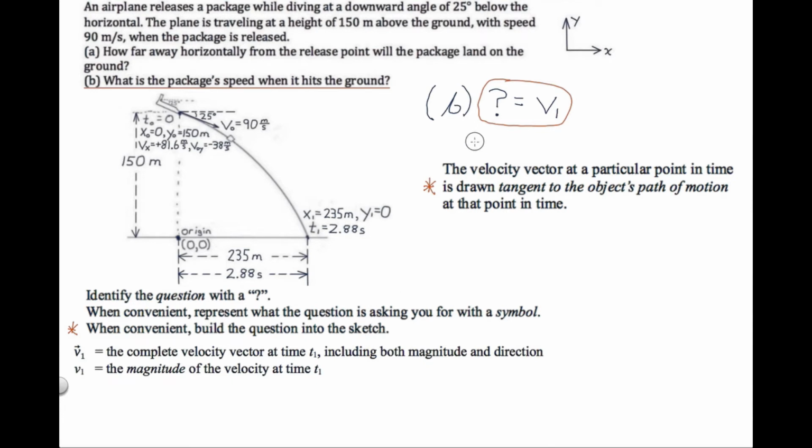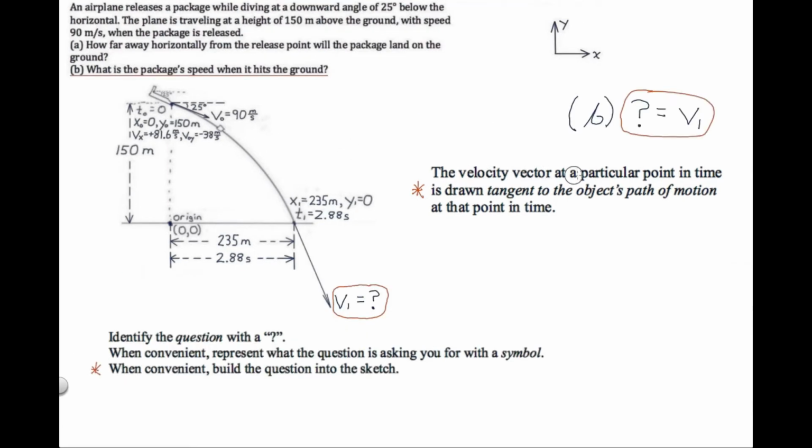When possible, build the question into the sketch. The question for part B is asking about the magnitude of the overall velocity vector at time t1. So let's draw that velocity vector. The velocity vector at time t1 should be drawn tangent to the package's path of motion at time t1. Tangent to the path of motion at time t1, like so. The question is asking us for the magnitude of this vector.